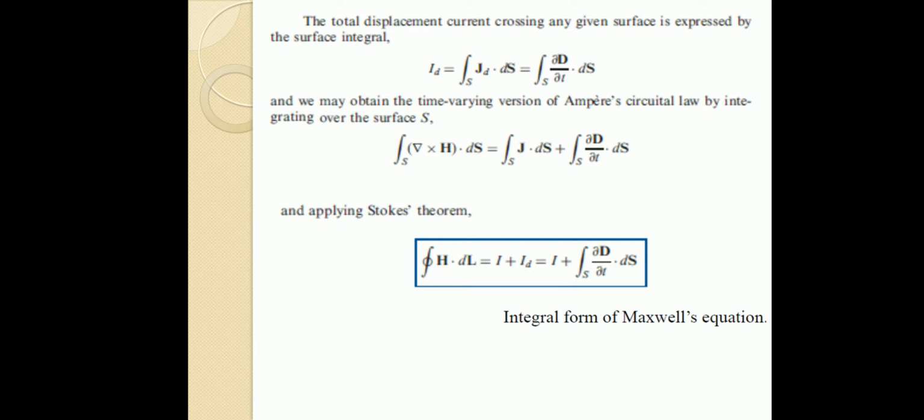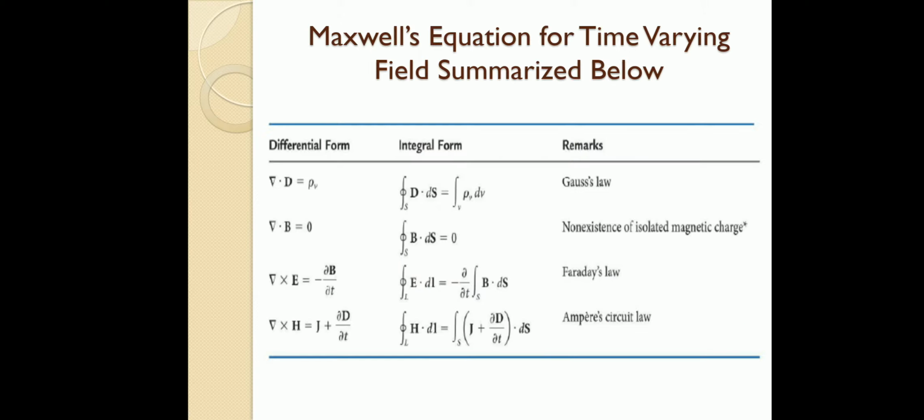So these are the four sets of equations used for time varying conditions. Now we can summarize the equations for time varying fields. In differential form, del dot D equal to rho v. Its integral form is the surface integral of D dot ds equal to the volume integral of rho v dv, which is obtained from Gauss law. Next is del dot B equal to 0, that is the surface integral of B dot ds equal to 0, which is also obtained from Gauss law. These two equations are the same for static fields as well as for time varying fields.